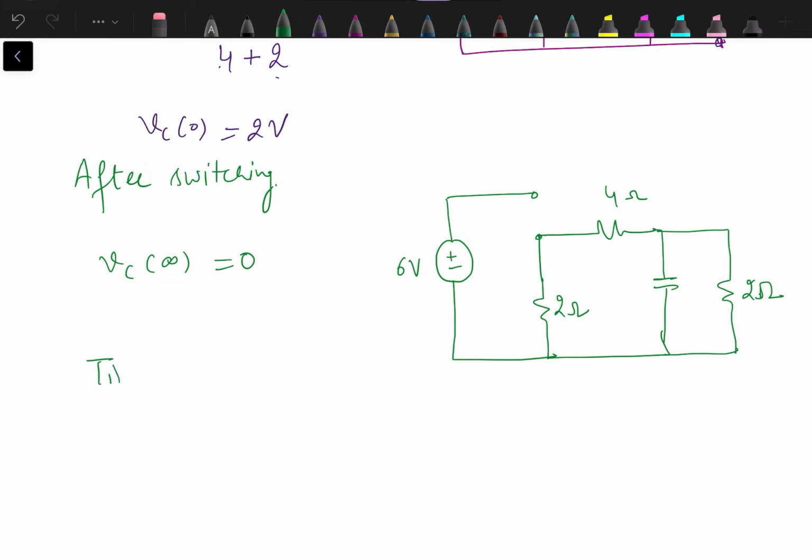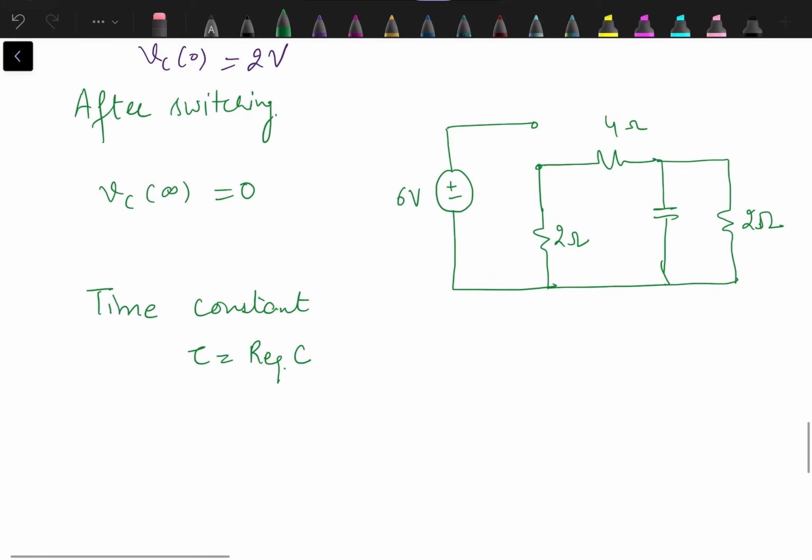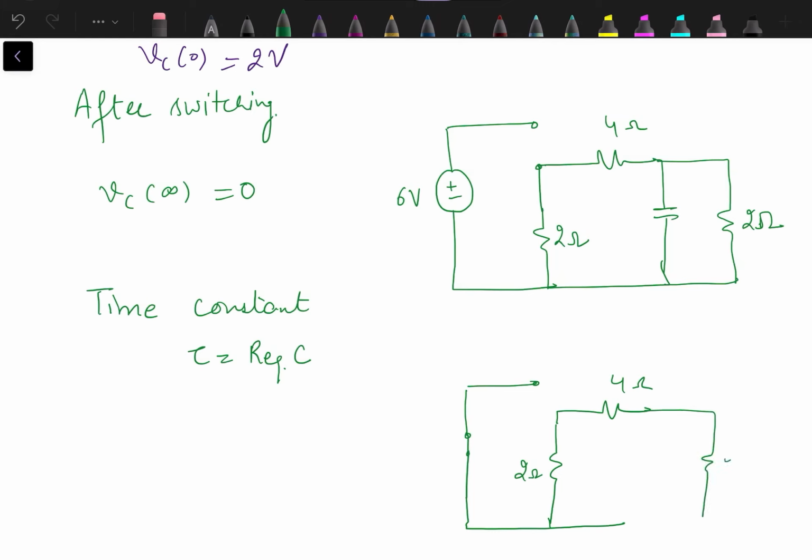And then we need to calculate time constant tau, which is equal to R equivalent into C. R equivalent we have to calculate from the after switching conditions. 6 volt source replaced by short circuit, though it will not have any impact on the calculations of R equivalent. Then we have 2 ohm, 4 ohm, 2 ohm, and these are the capacitor terminals where we need to calculate R equivalent.